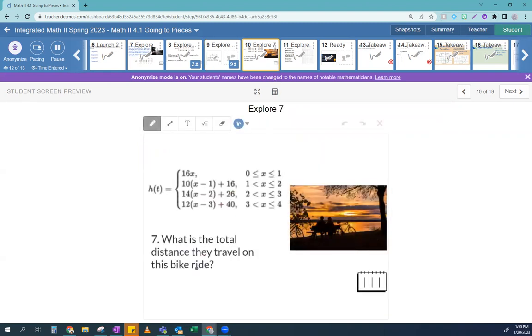So I'm just going to continue. What is the total distance they traveled on the bike ride? So that would be you plugging it in. Oh, you tell me. How would you figure out how far they traveled on the bike ride? What number is going to be super helpful to you?